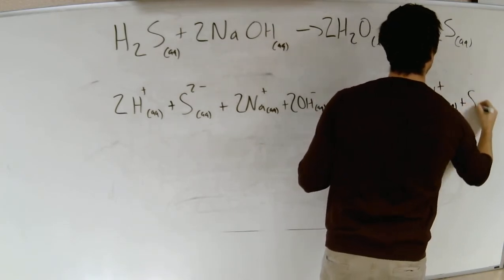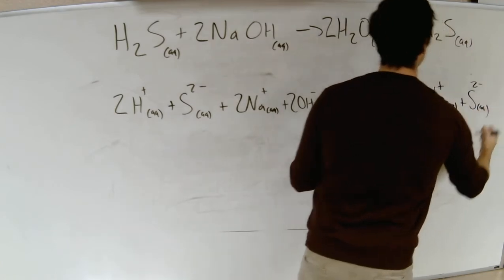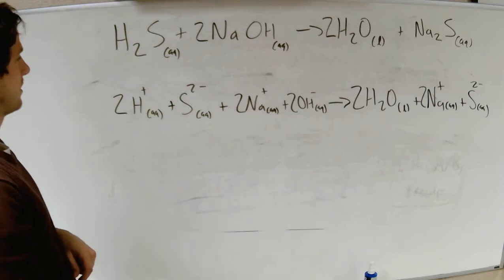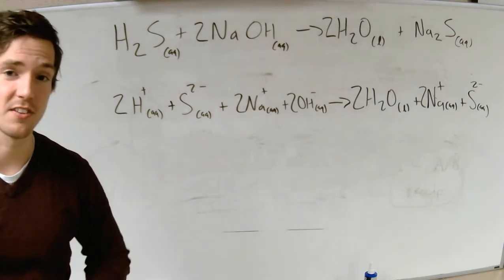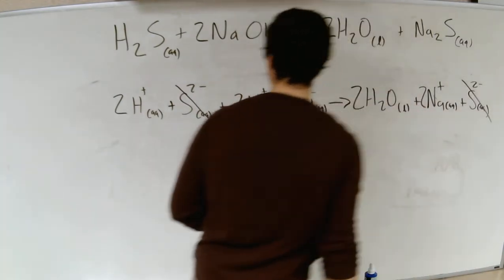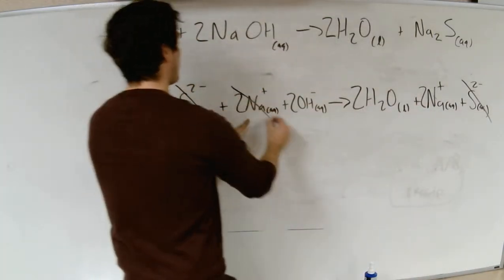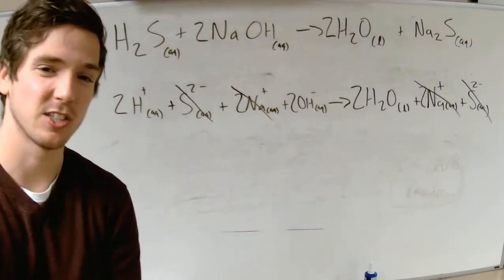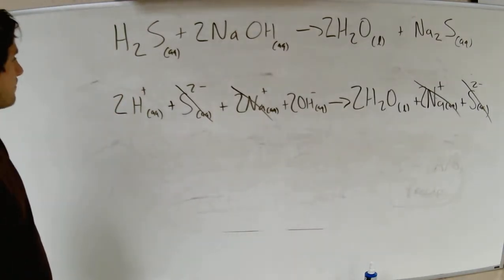and 1 sulfide ion. Time to cross out things that are the same on both sides. I see an S2 minus and an S2 minus. I see a 2Na plus, 2Na plus. That's it. The spectator ions were S2 minus and Na plus.